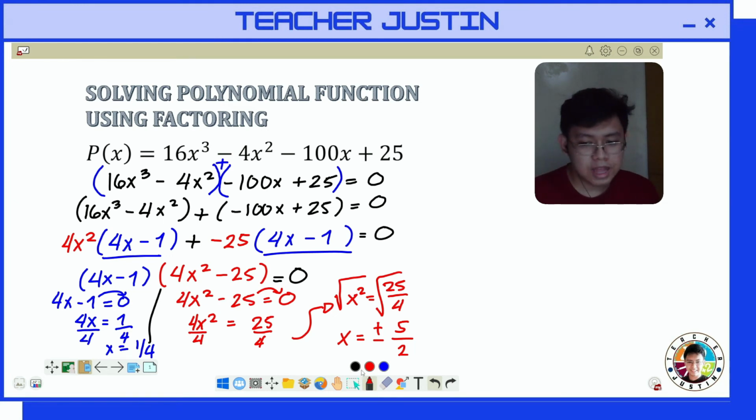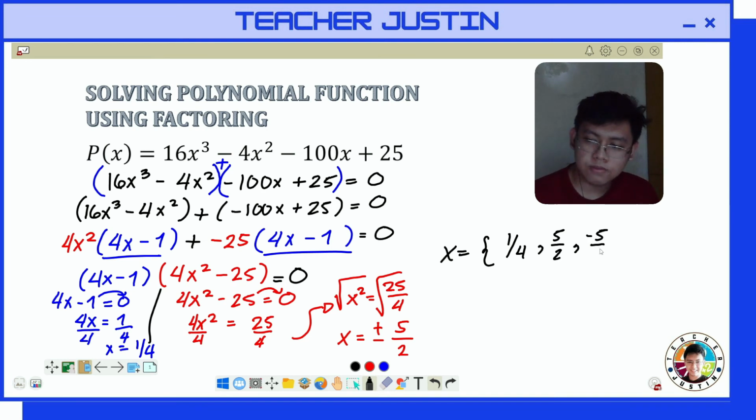Now that we have the value of x, let's write our final answer. So the value of x for this polynomial function is equal to 1/4, 5 over 2, and negative 5 over 2. And that will be our final answer. Ta-da! Alright. And that is it.